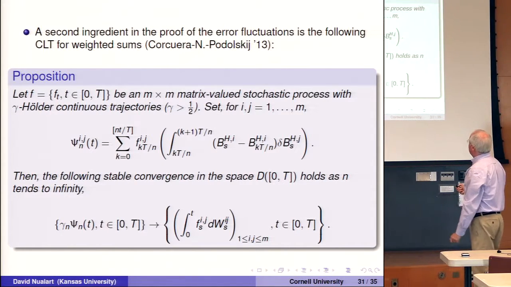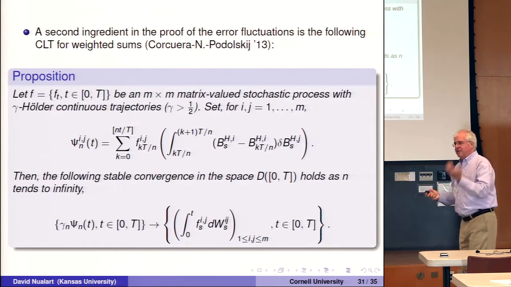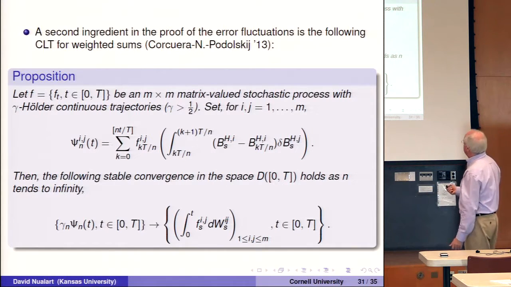So now if you take finite sums of processes multiplied by increments of this form, in some sense that's a kind of weighted version of the previous theorem. I've inserted here some random weights which are Hölder continuous. Then this converges to the stochastic integral of this process with respect to the matrix valued process W. And that's the general result.